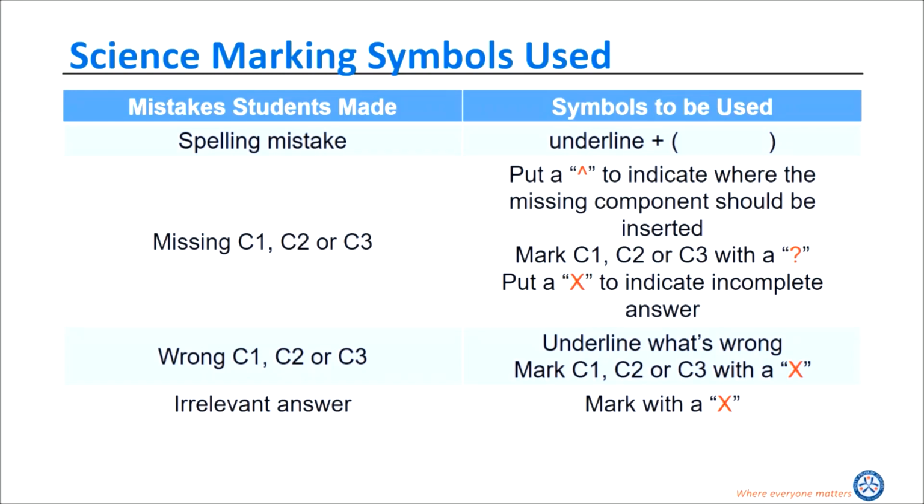If the student wrongly writes C1, C2 or C3, the teacher will underline the part that is wrong, indicate which one is wrong, C1, C2 or C3, and put a cross. Finally, if the answer is irrelevant, the teacher will just put a cross to indicate that the whole answer is wrong.